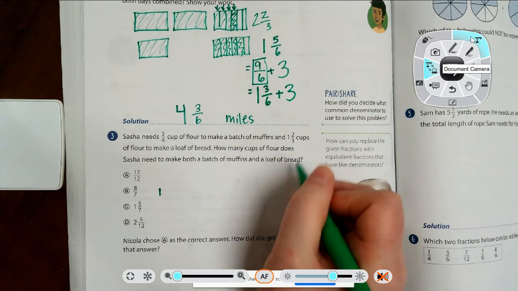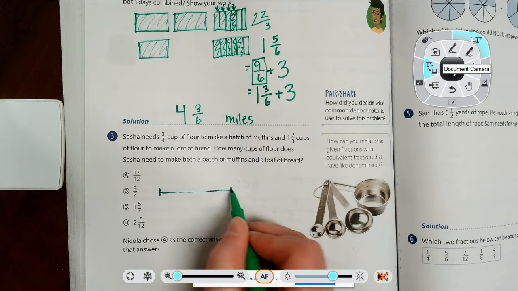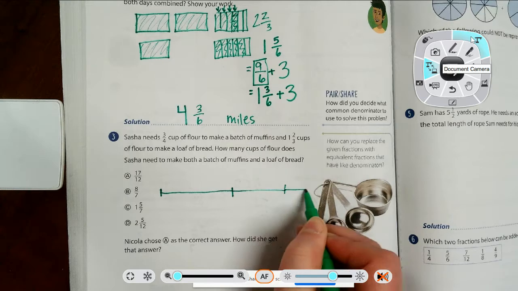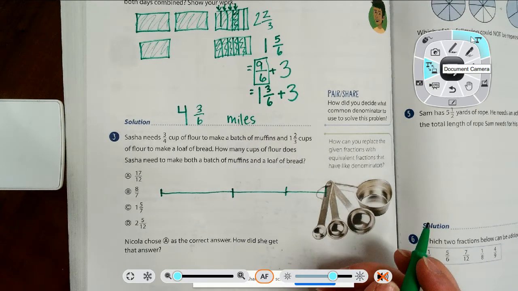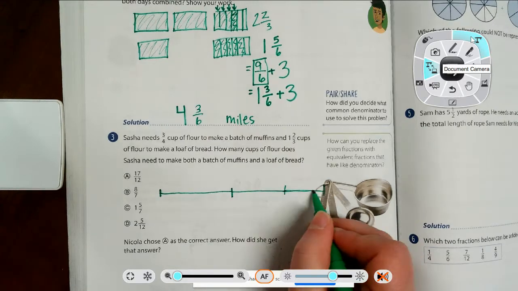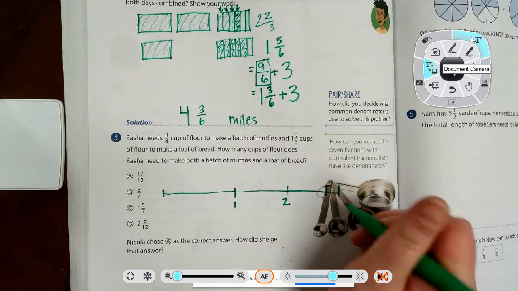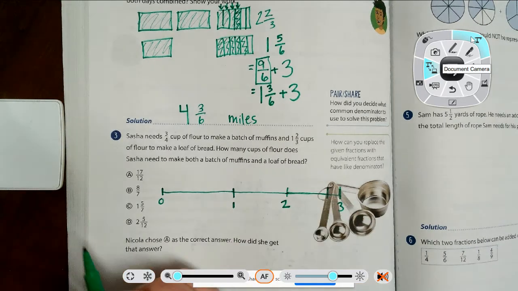All right, I know it's going to be bigger than 1, so I'm going to say that this is my 0 to 1. And I think it might be even bigger than 2, so I'm going to go all the way out to 3. Let me make that out a little bit more. Okay, so this is my 1, this is my 2, this is my 3 wholes, and this is my 0. So I need to do 1 2/3.